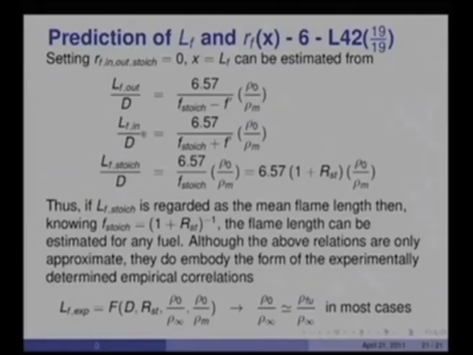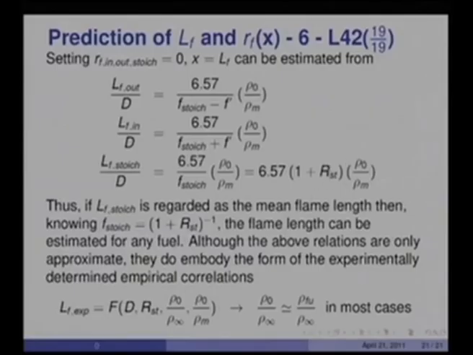L_f,in would be 6.57 f_stoic plus f dash, and since this is subtracted, you will see L_f,out will be longer and L_f,in will be smaller. In the stoichiometric case, the in-between length would be 6.57 f_stoic rho naught by rho_m, equal to 6.57 (1 + r_st) rho naught by rho_m. Thus, if L_f,stoic is regarded as the mean flame length, then knowing f_stoic equals (1 + r_st) raised to minus 1, the flame length can be estimated for any fuel.